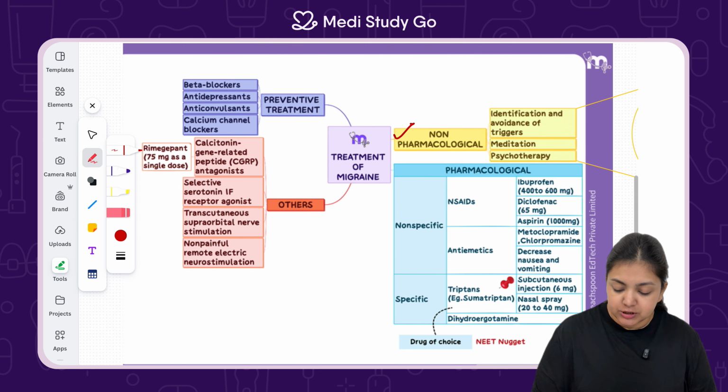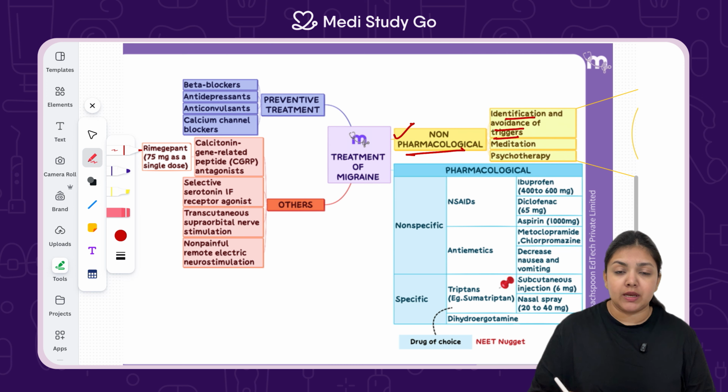So the non-pharmacological treatment includes identification and the avoidance of triggers. If some patient has triggers like strong smell of any perfume or any specific food item or some excess flashy lights and sound, the patient must avoid those because that is something preventive towards migraine.